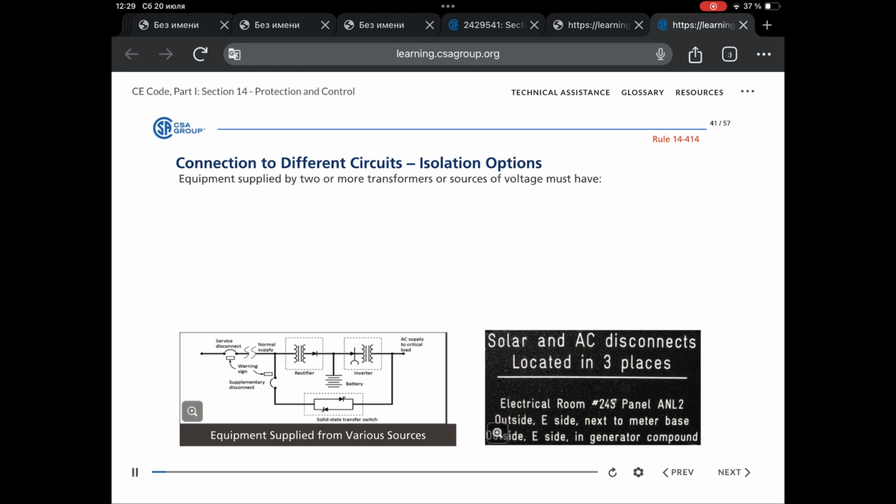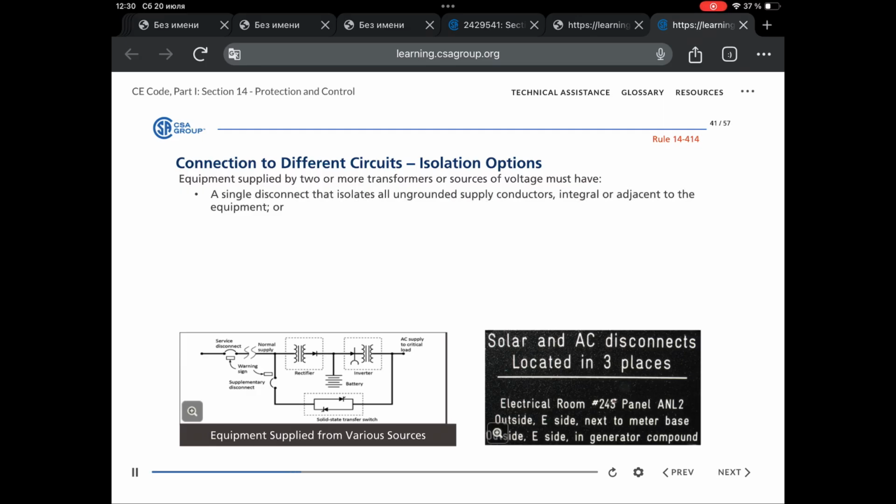When electrical equipment is connected to more than one source of voltage, as may be the case in a system that employs both utility and renewable energy supplies, or utility and generator supplies, a potential shock hazard is created. The code gives options regarding how to safely isolate these systems from each other and the loads they serve.